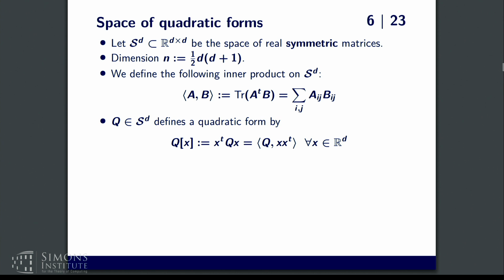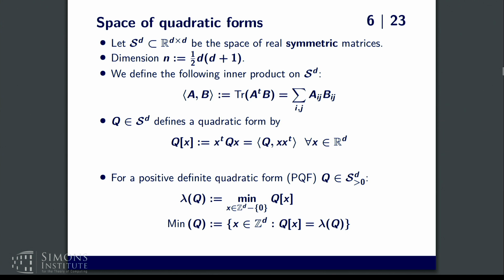And as a result, if you take a fixed vector x and you look at all quadratic forms that take a certain fixed value on this x, then they all lie on one hyperplane. And if you take all quadratic forms that have value at least something, then you get a half space. And for a positive definite quadratic form, so these are the ones in this cone we saw earlier, we can define some nice properties, namely the arithmetical minimum, which is just the minimum value it takes on all non-zero integer vectors. And what are these vectors? We call them the minimal vectors. We denote them by min q.